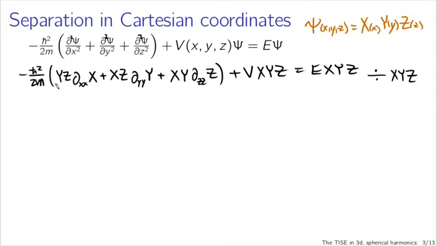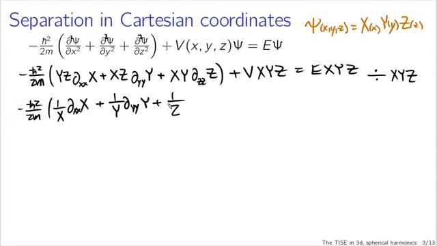What you end up with then is minus h bar squared over 2m, 1 over x, partial derivative with respect to x of the x part, plus 1 over y, partial derivative with respect to y of the y part, plus 1 over z, partial derivative with respect to z of the z part, plus V equals E.